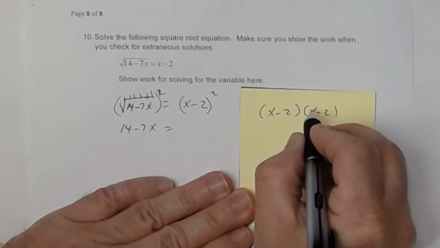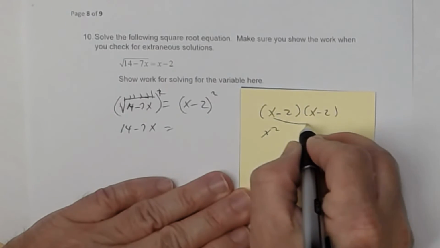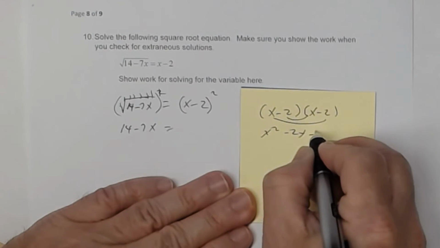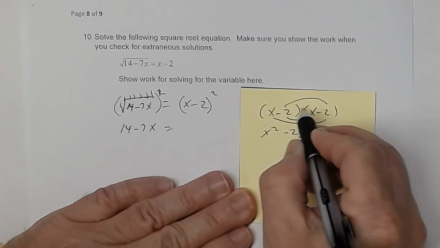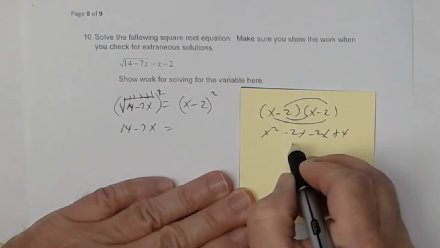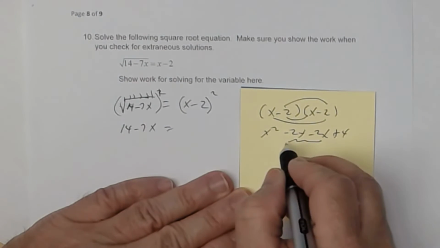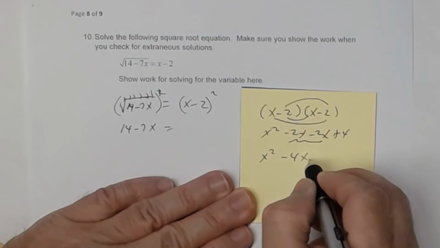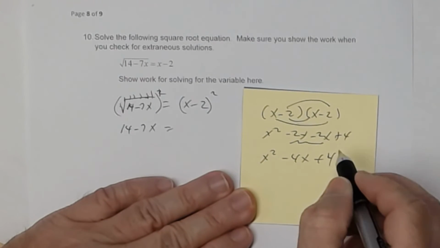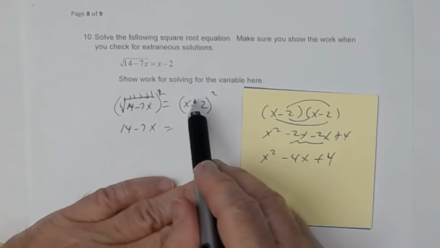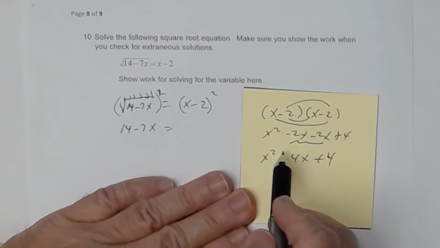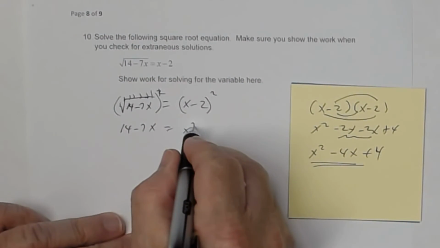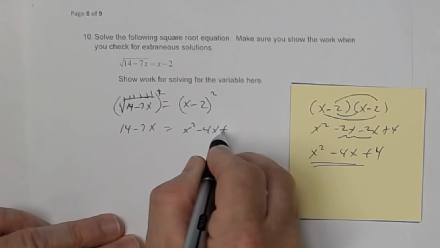So I get x times x is x squared. The outer is a negative 2x. The inner is a negative 2x. And the last, a negative 2 times negative 2 is a positive 4. Combining the like terms, I get x squared, a negative 2x and a negative 2x is a negative 4x, and then plus 4. All right, so x minus 2 squared is this quadratic expression. So that becomes x squared minus 4x plus 4.